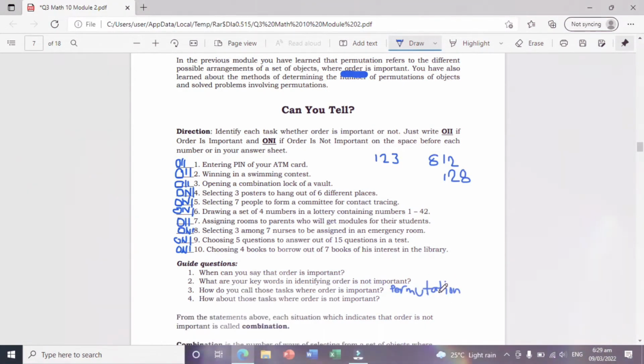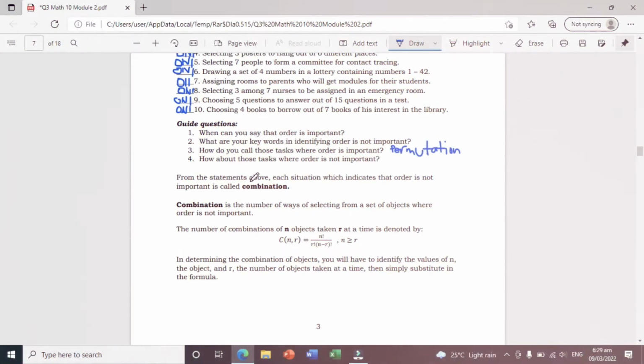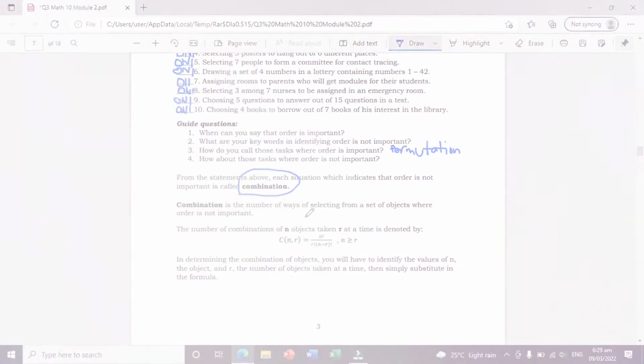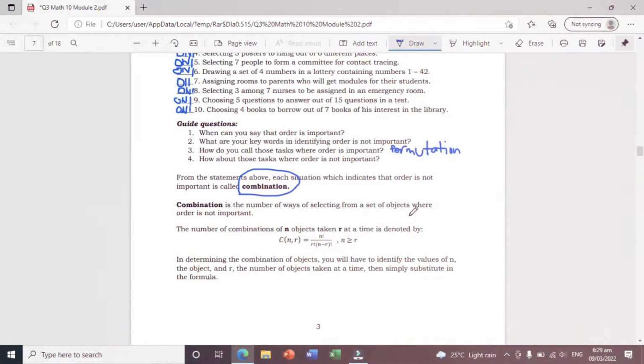Then, how about those tasks where order is not important? That would be our lesson for today. From the statements above, each situation which indicates that order is not important is called a combination. Combination is the number of ways of selecting from a set of objects where order is not important. Take note of the word selecting, then order is not important.